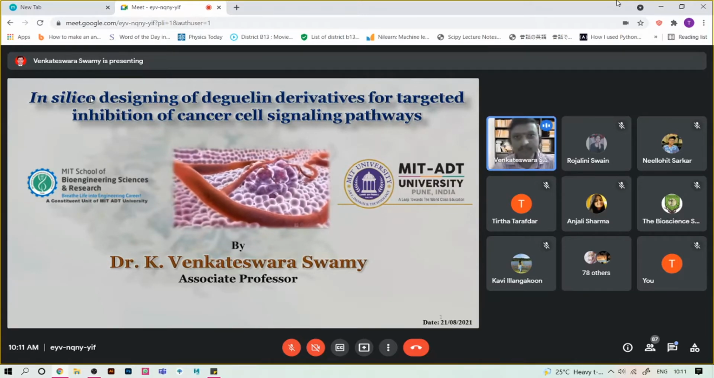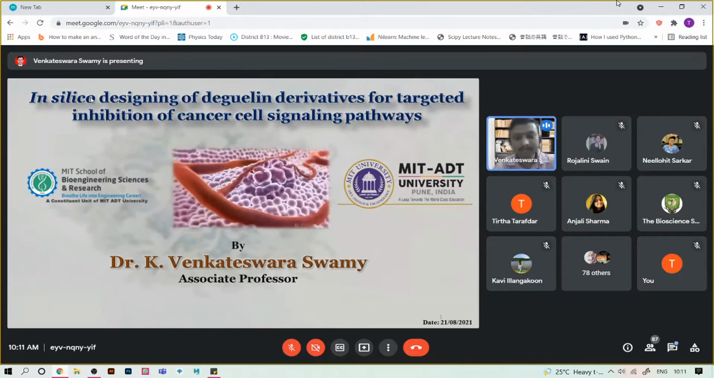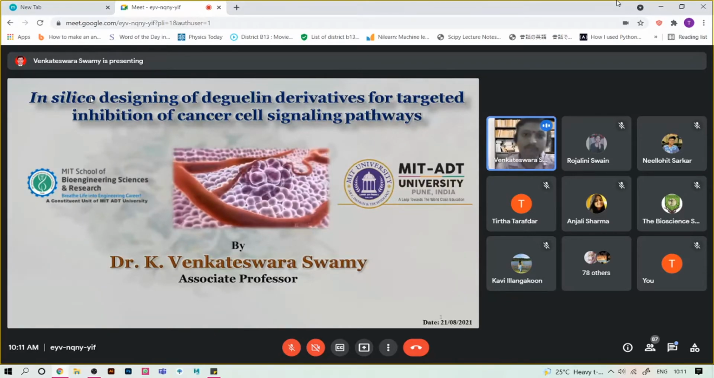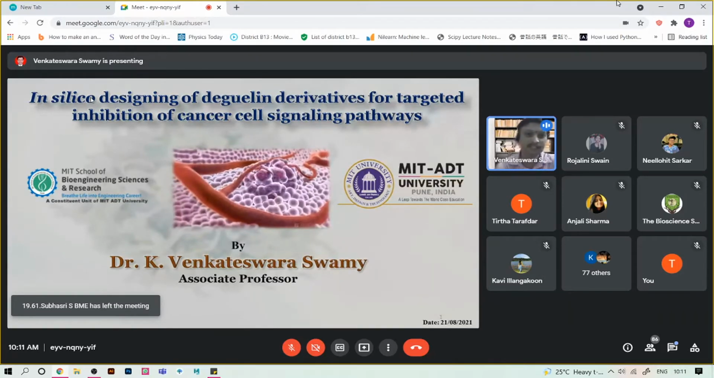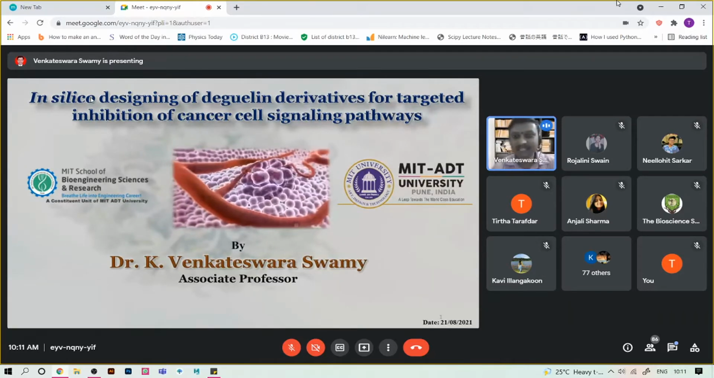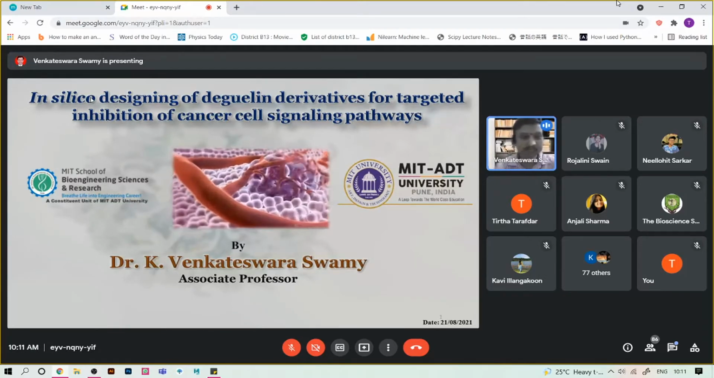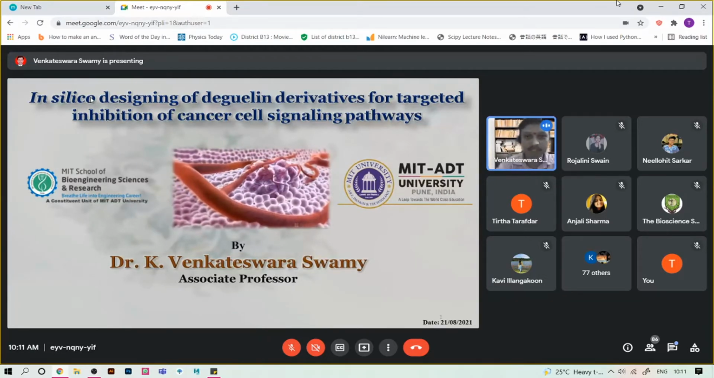We designed them based upon some parameters. Then those compounds were tested on the computer. These targets are basically for cancer cell signaling pathways, so we will see what types of pathways there are and what the drug targets are.